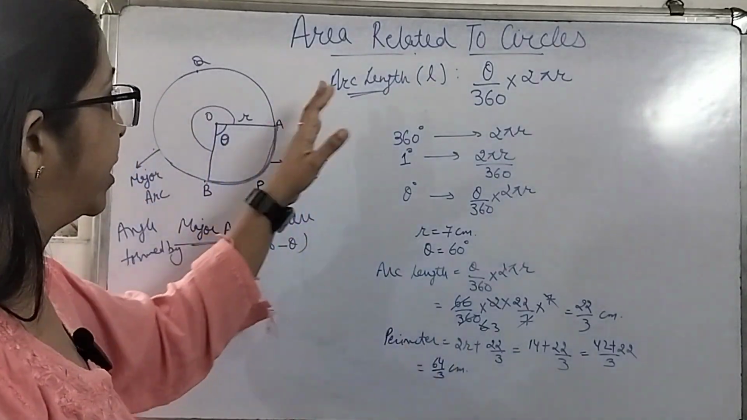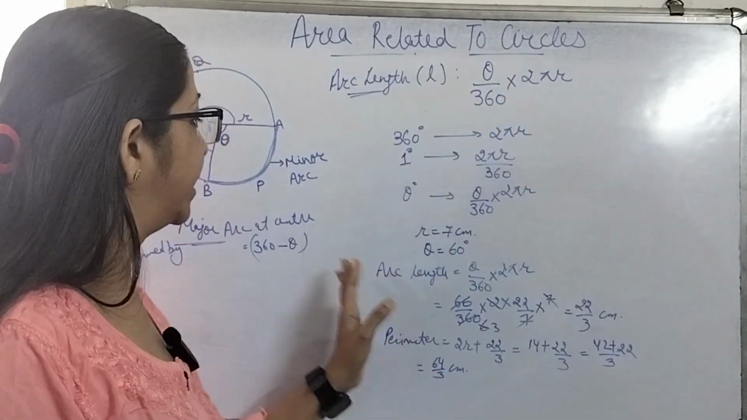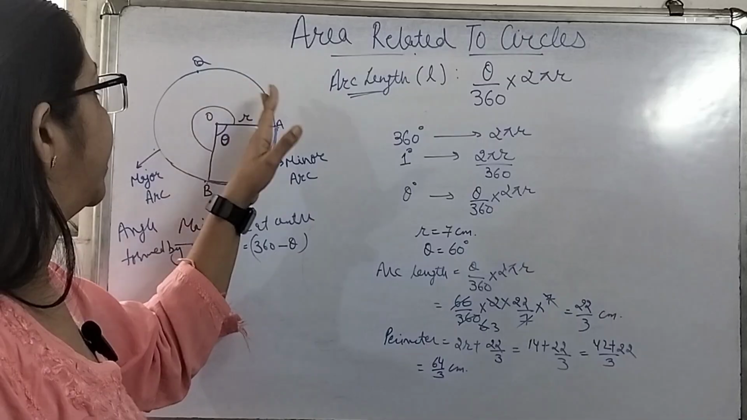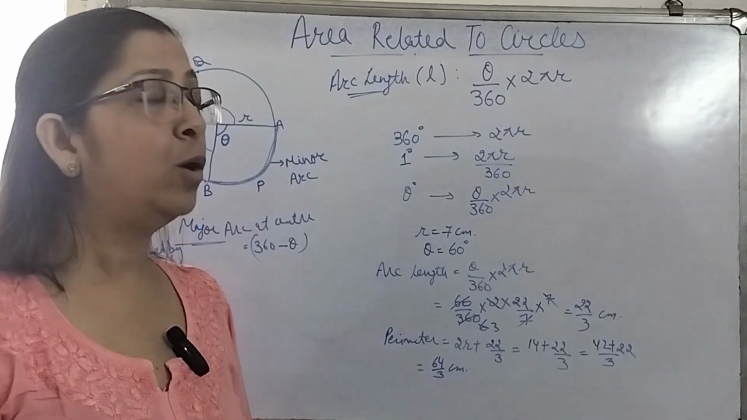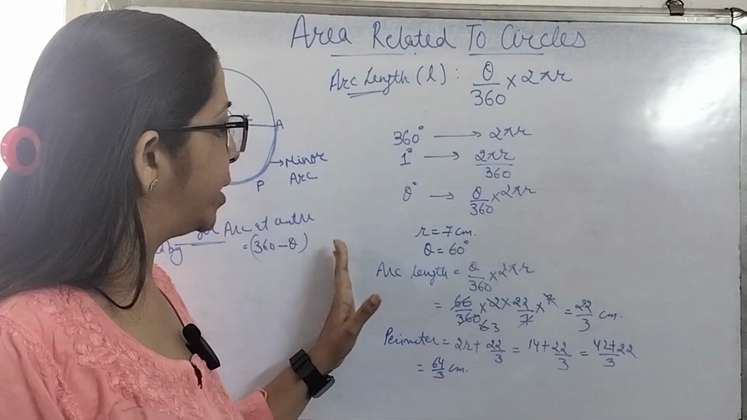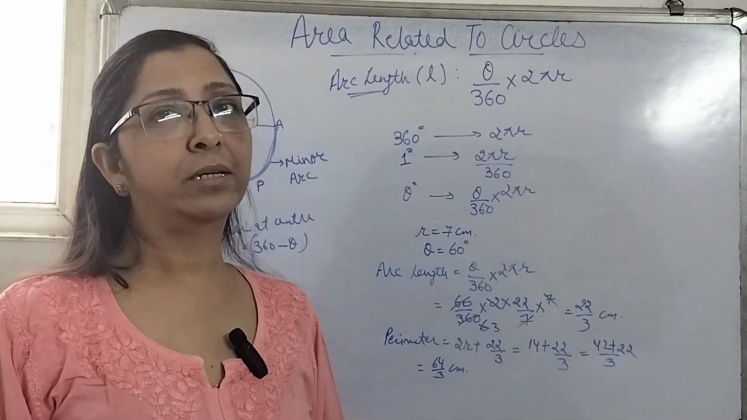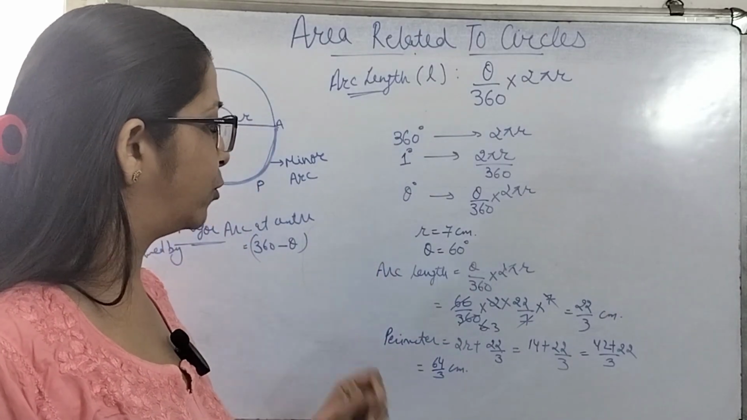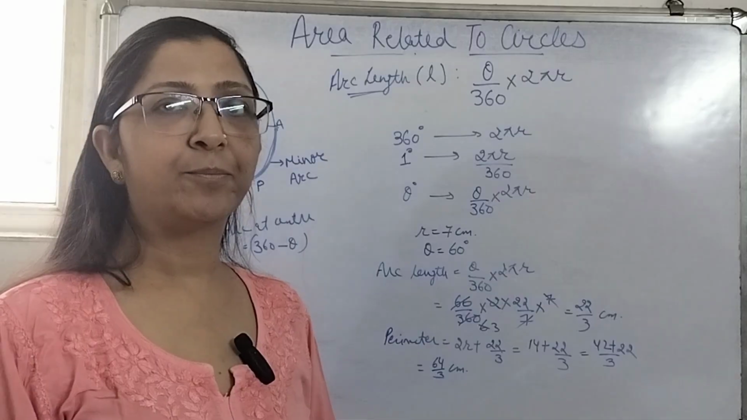So this is how we can use the formula for finding the arc length or for finding the perimeter either of the quadrant or for the semicircle, whatsoever is required. These types of questions are generally asked as 1 markers, in the objective type of questions.